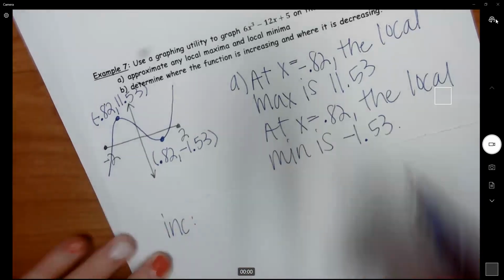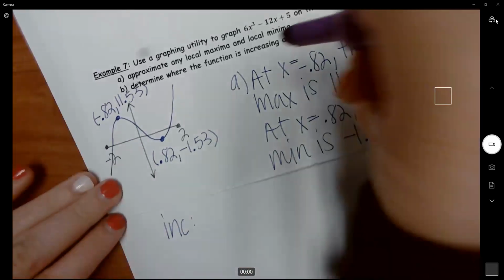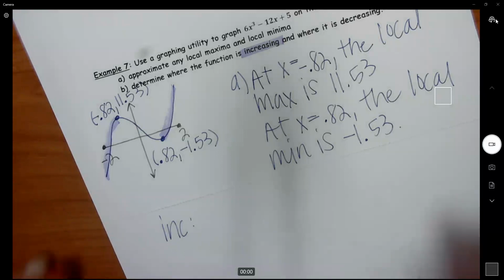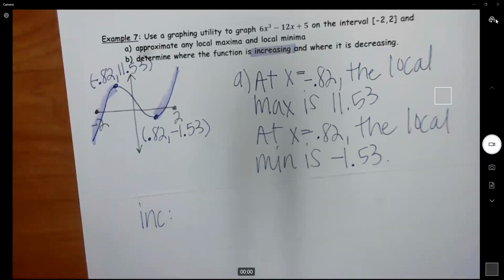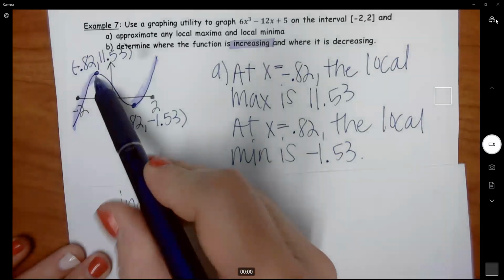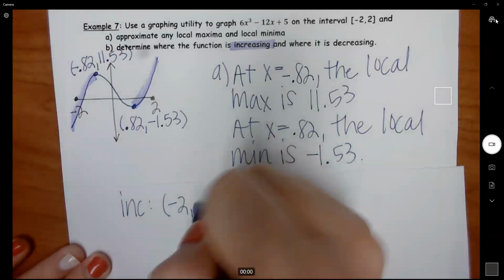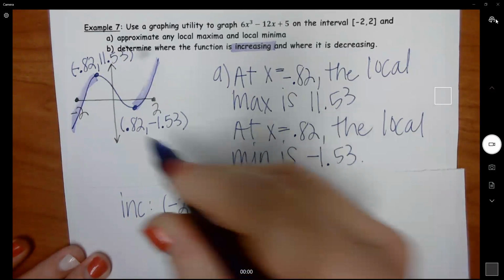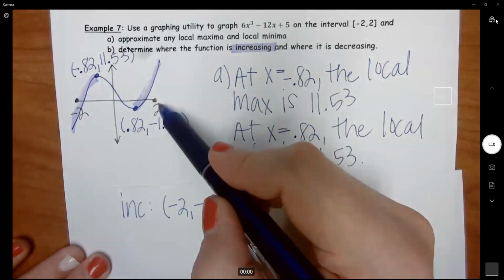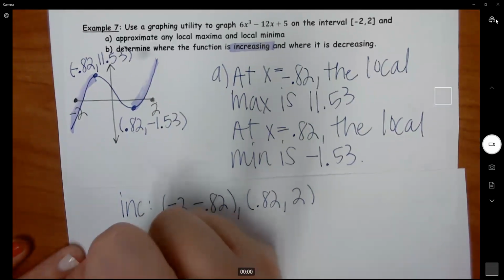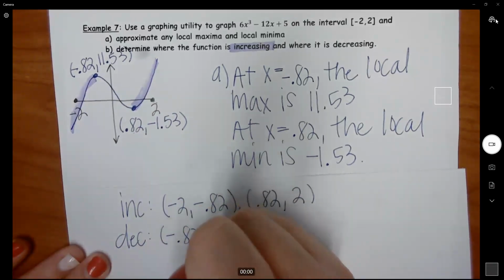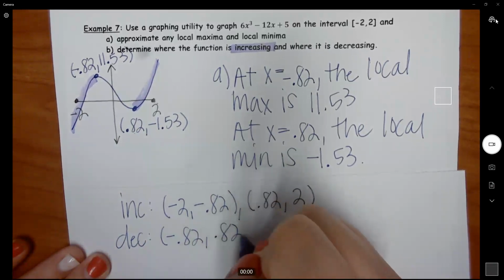We are increasing here to here and here to here. So increasing from, again, -2 to negative 0.82 and 0.82 to 2, since that's my endpoint. And then decreasing what's not highlighted here in the middle from negative 0.82 to 0.82.